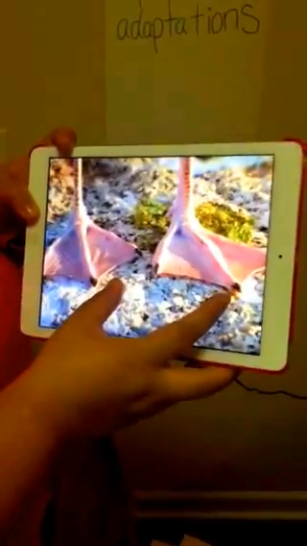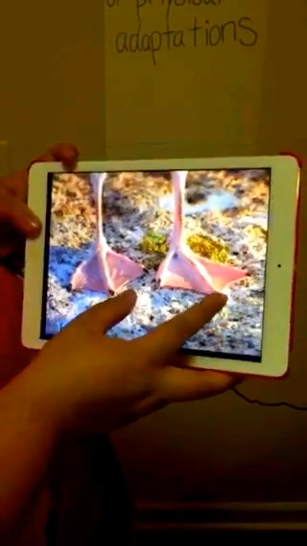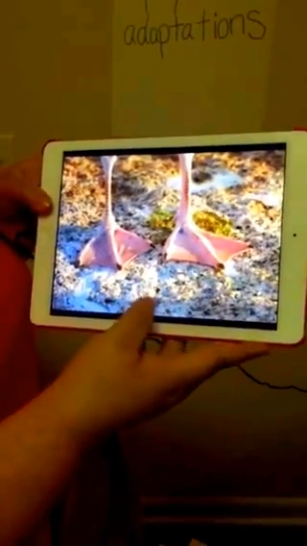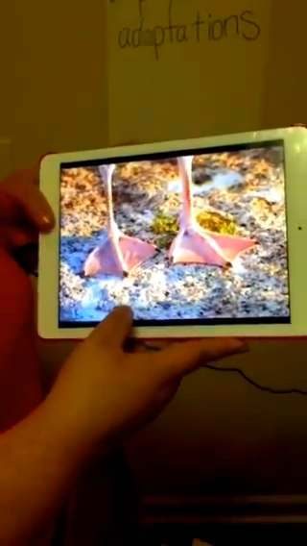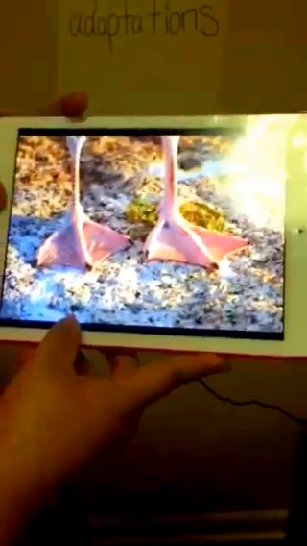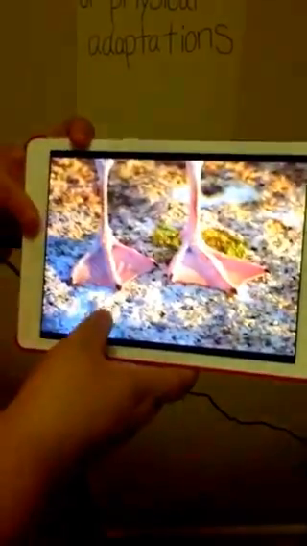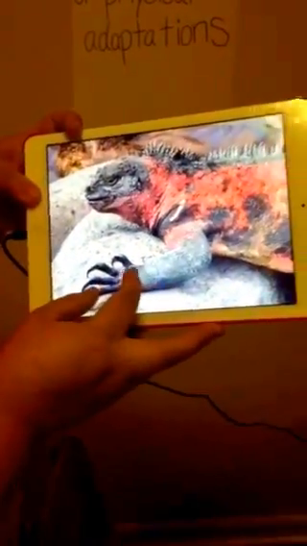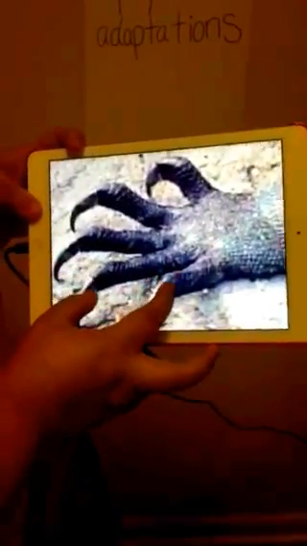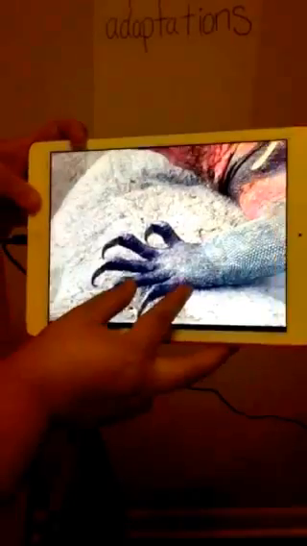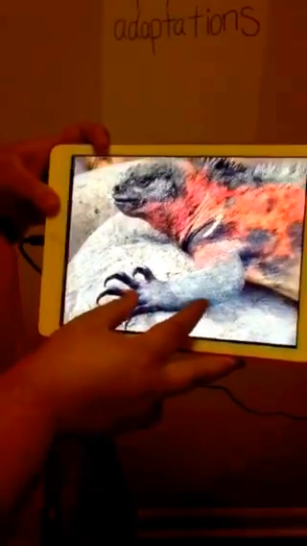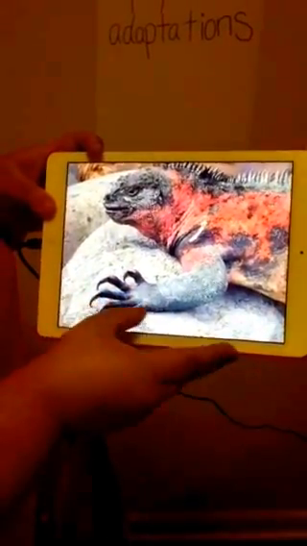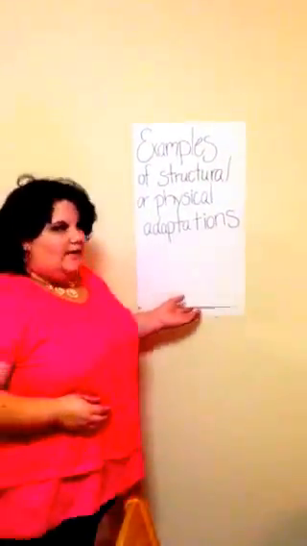These webbed feet, you'll see these on like ducks or seagulls. I think this is a seagull in this case. And it helps them dive underwater, helps them swim faster, and you see them floating on top of the water a lot, helps them with that. And this animal, you see these super huge, scary claws. It helps them trap their prey and help them climb up over these rocks in their environment. So those are some physical attributes or physical characteristics that animals have.